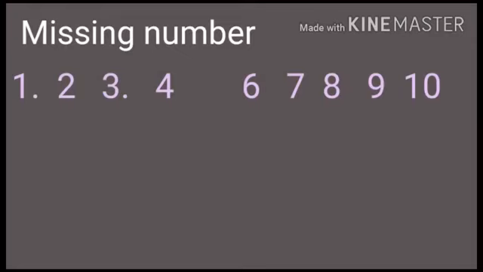Next one is missing number. What is a missing number? Dear children, some numbers are given here. We have to find out which number is not here. That is the missing number. Let us check. Count with me. 1, 2, 3, 4, 6. Oh, where is our 5? 5 is not here. It means one number is missing. That number is 5. So the missing number is 5.